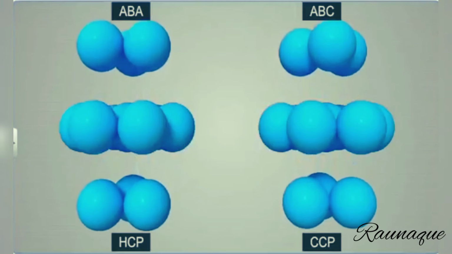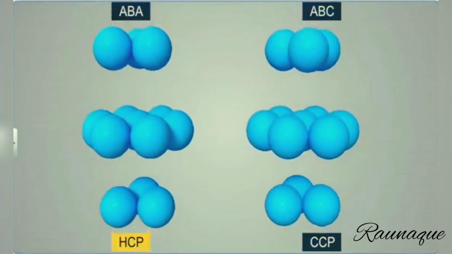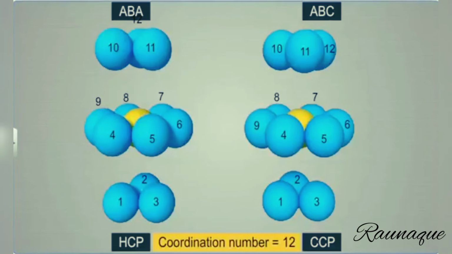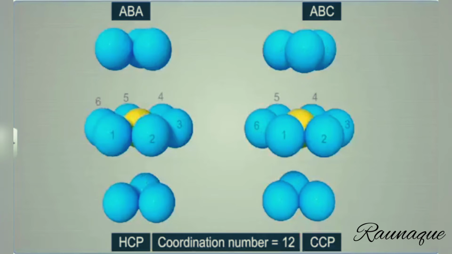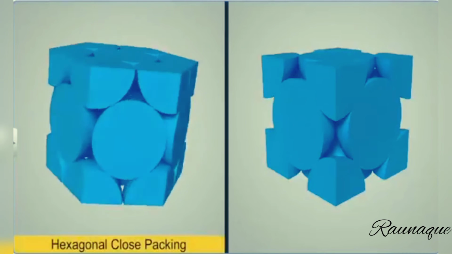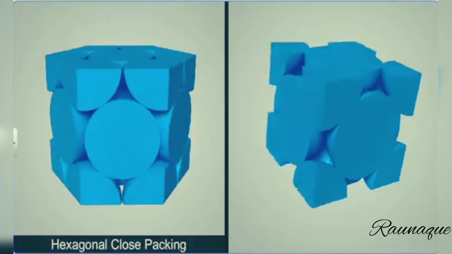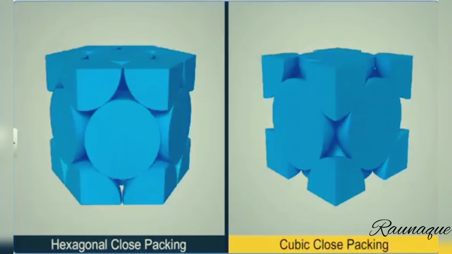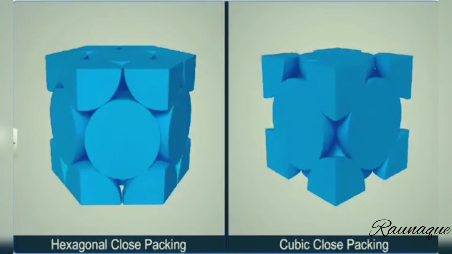Further, as can be seen in hexagonal close packing and cubic close packing, a sphere has the coordination number 12. It is in contact with 6 spheres in its own layer, 3 more in the layer above, and 3 more in the layer below. Also, both the forms, hexagonal close packing and cubic close packing, are equally efficient in terms of filling up space. In both of them, 74% of the space in the crystal is filled up.